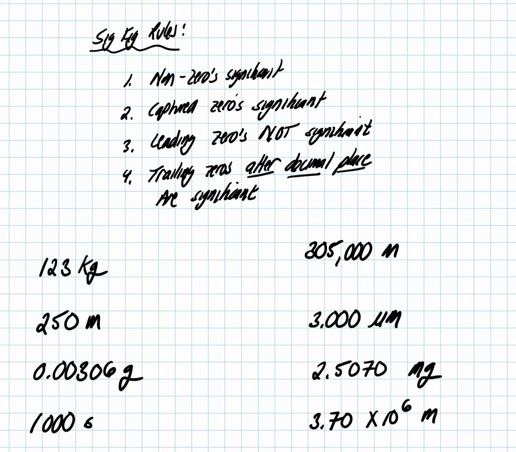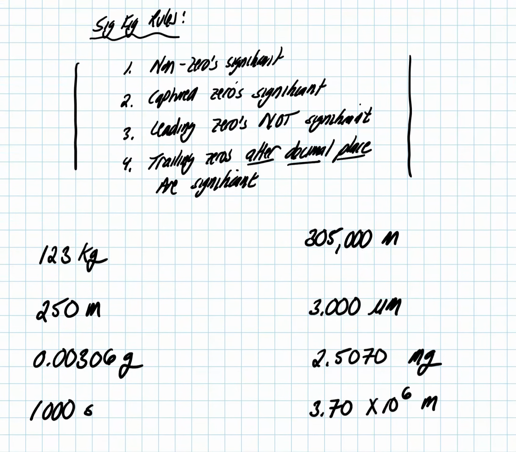Okay, these four rules for determining the precision of a measurement, which really is saying, hey, how many sig figs are in the quantity I'm presented with, can be a little bit confusing. So I think a few examples might be helpful. So let's apply these rules to these various quantities below.